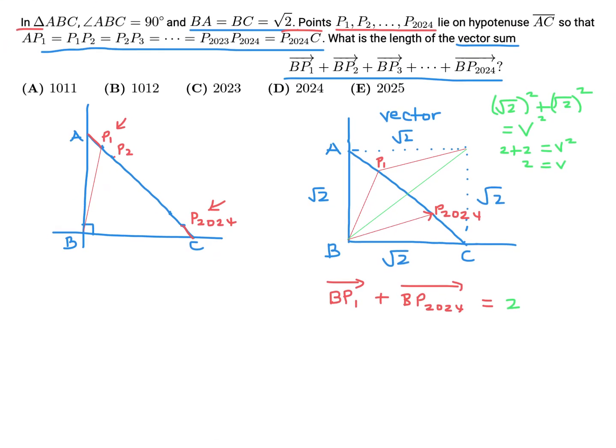So there we go. Now you say, okay, well, how does that help? Well, you can keep doing that, extrapolate that. So for example, BP2 plus BP2023 by the same principle would also be 2. In the same way, it would be 2. And so on. BP3 plus BP2022 would also be 2. And then you keep going. And eventually you get to the very end, which I think would be 1012. Yeah. And then BP1013, that would also be 2.